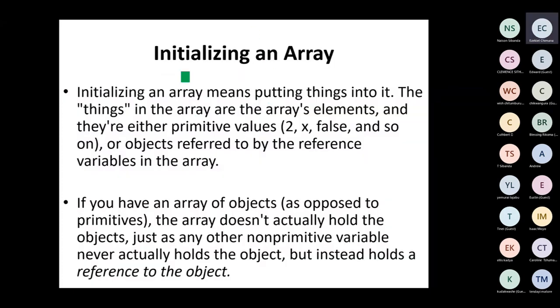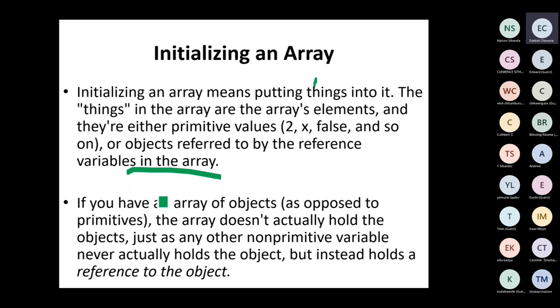So initializing an array means putting things into an array. If you are initializing, you are actually inserting or putting the elements into that array. So these things in the array are the array's elements, and they are either primitive values, which is true, false, and so on, or objects referred to by the reference variables in the array.